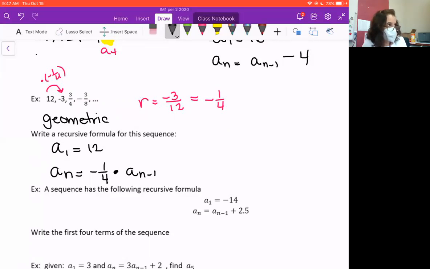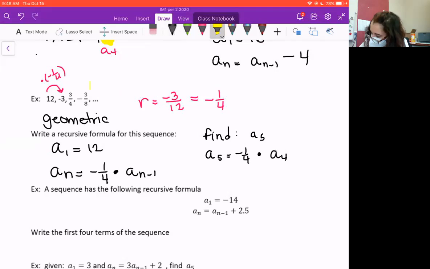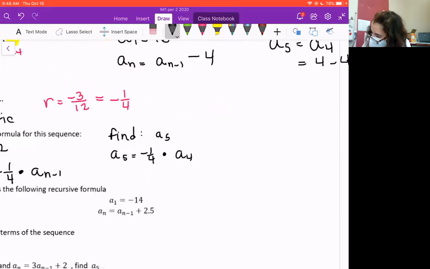How do I find whatever term that I want? So if I wanted to find the fifth term again, I put a 5 here and I say my fifth term is equal to negative 1/4 multiplied by, this is 5 minus 1, this is my fourth term. My fourth term is negative 3/8. So I am going to take negative 1/4 and multiply by negative 3/8.